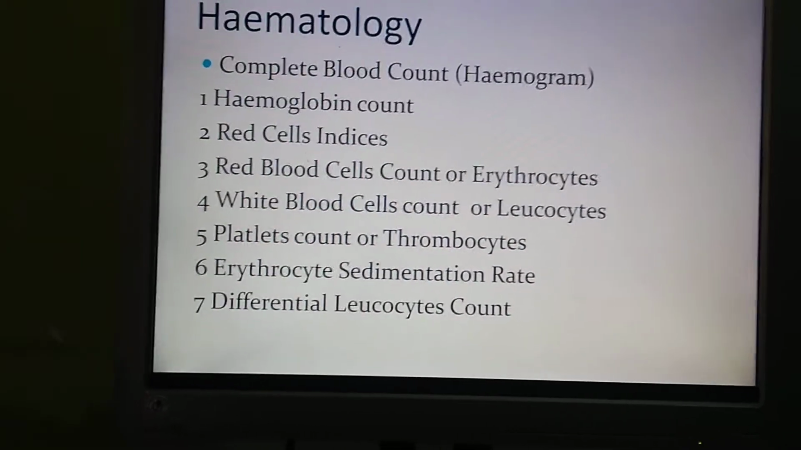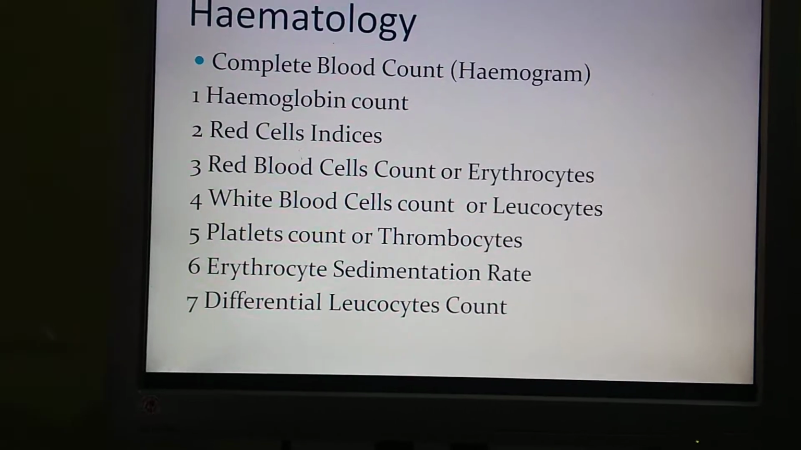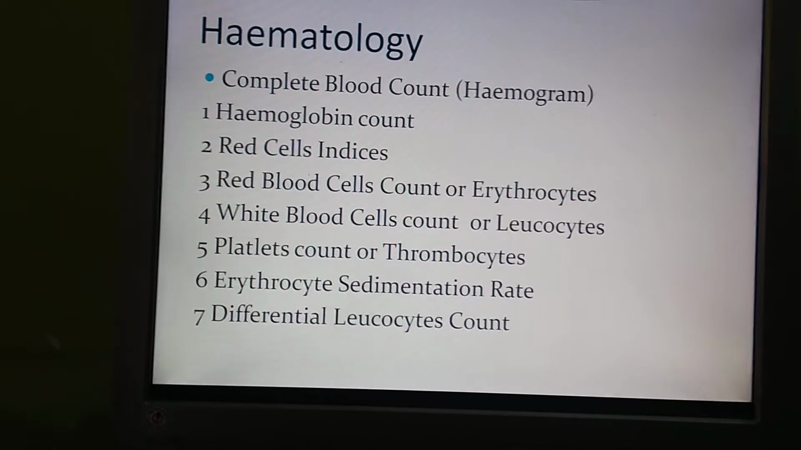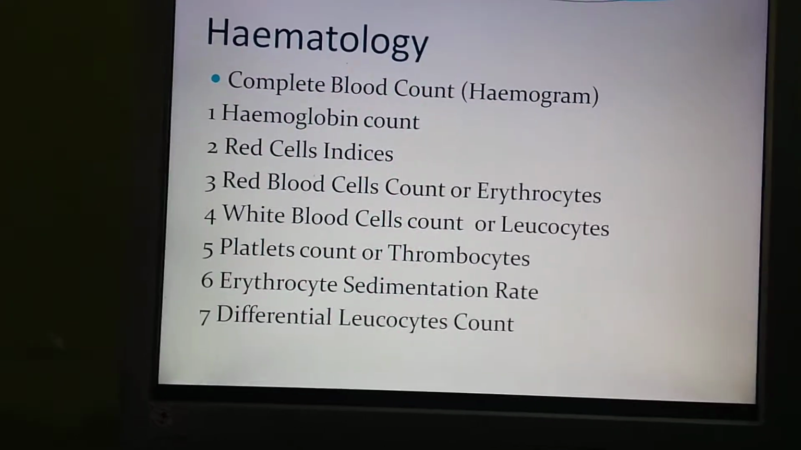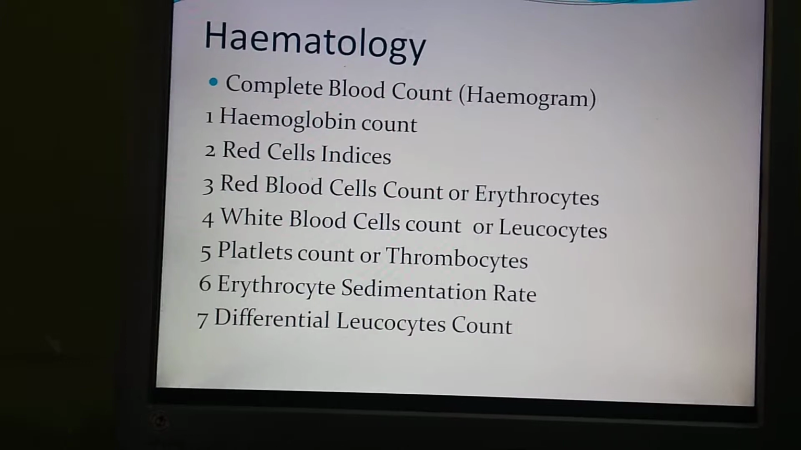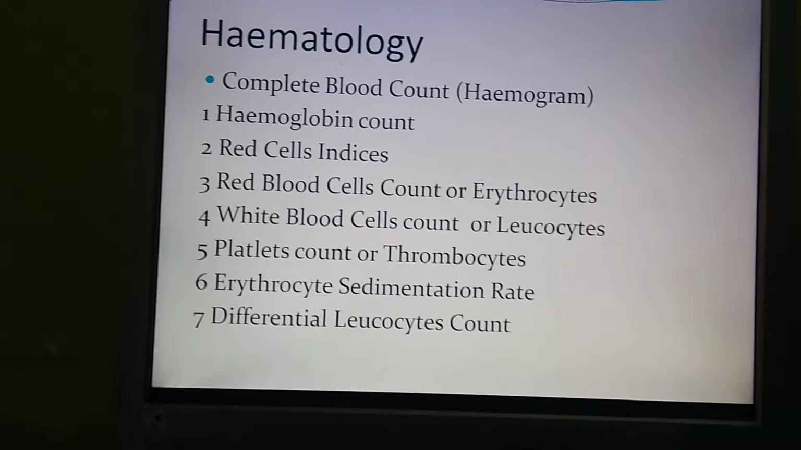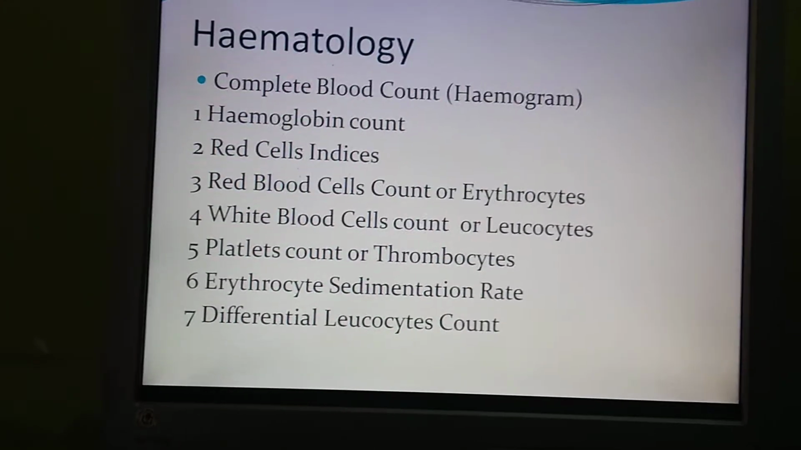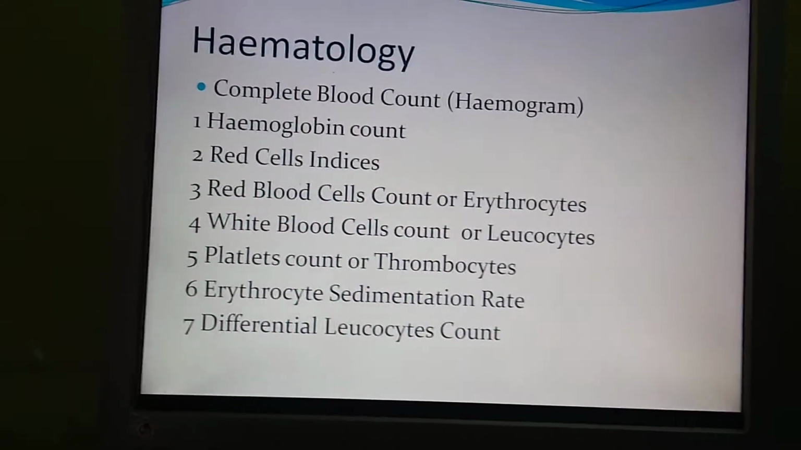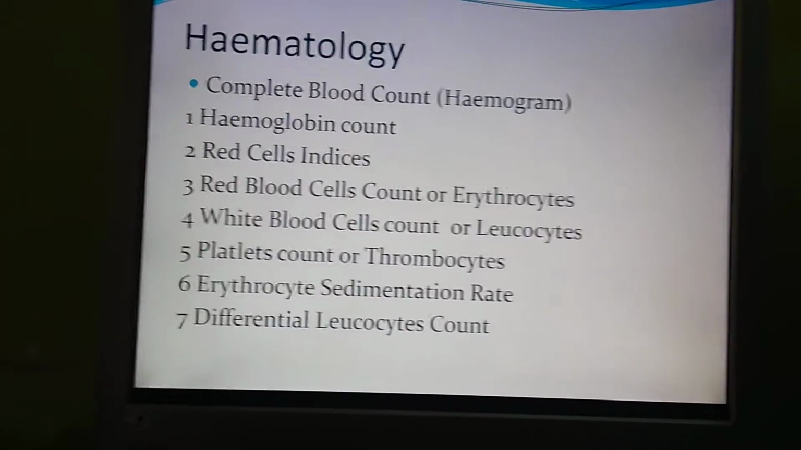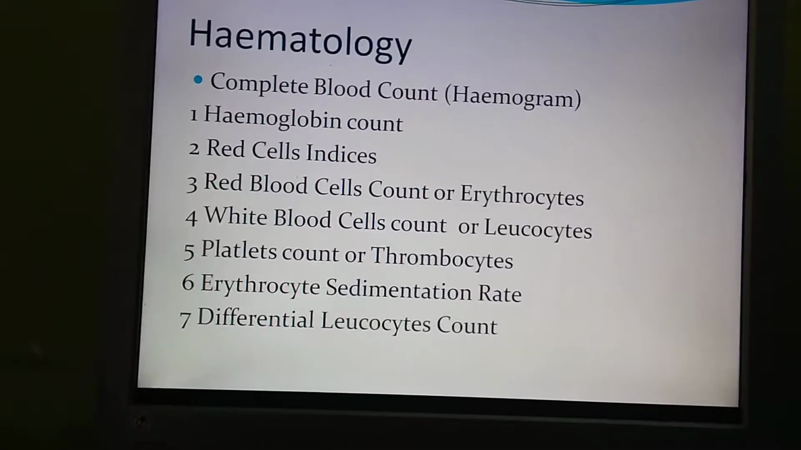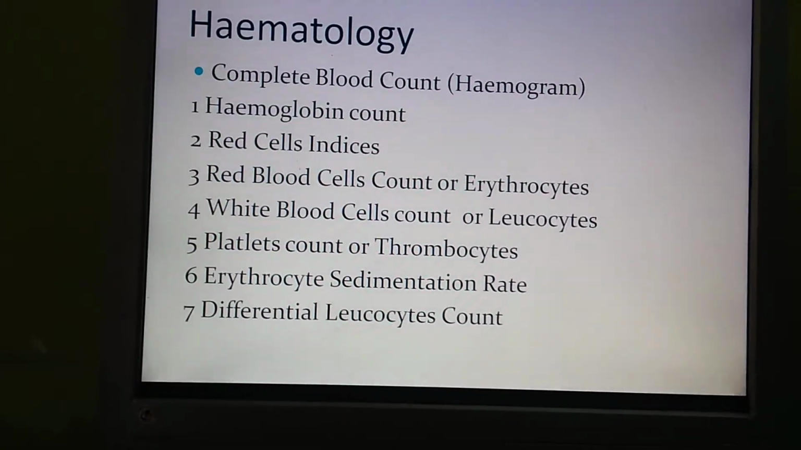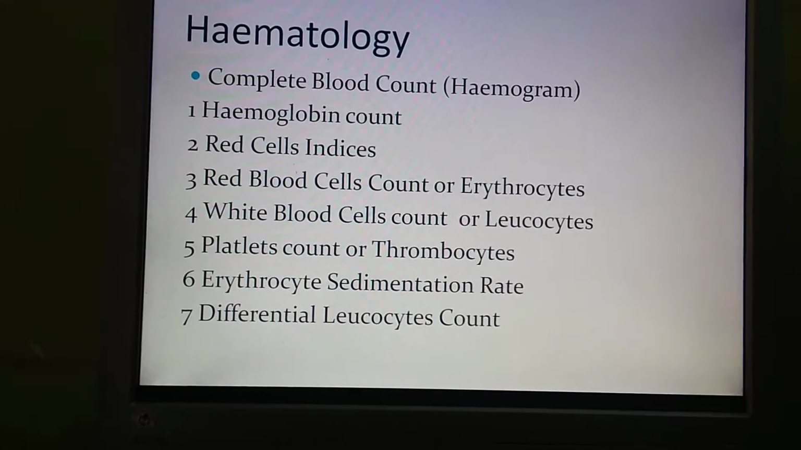There are some tests which are included in the complete blood count. Number one, hemoglobin count. Number two, red cell indices. Number three, red blood cells count or erythrocyte count. Number 4, white blood cells count, WBC count or leukocyte count. Number 5, platelet count or thrombocyte count. Number 6, erythrocyte sedimentation rate, shortly known as ESR. And number 7, differential leukocyte count.